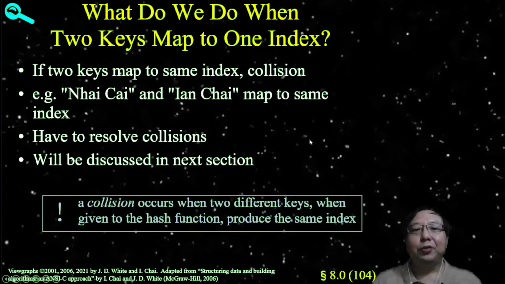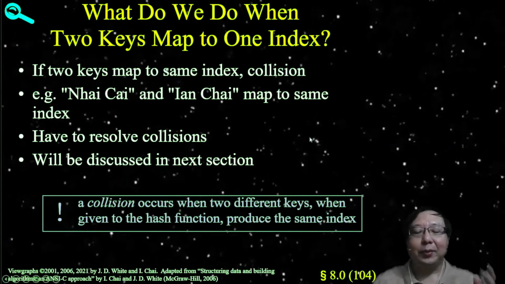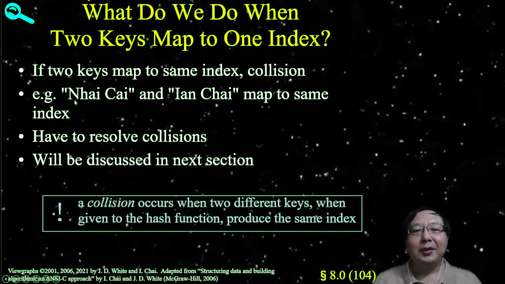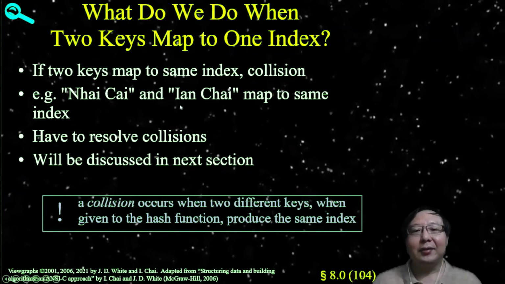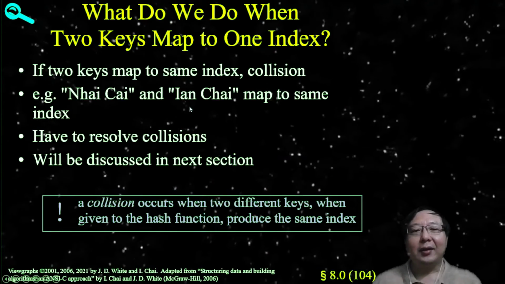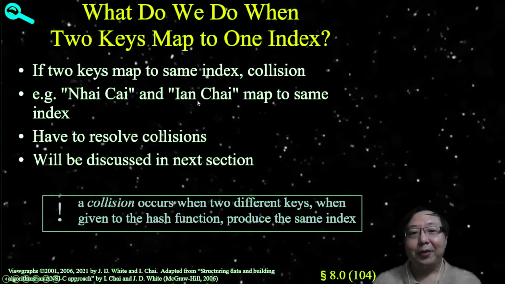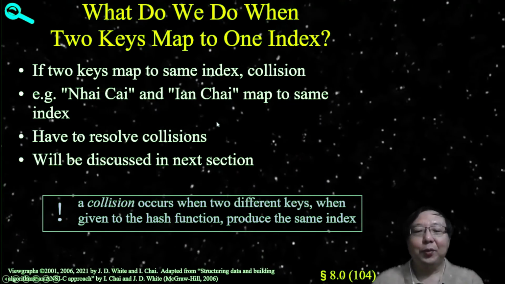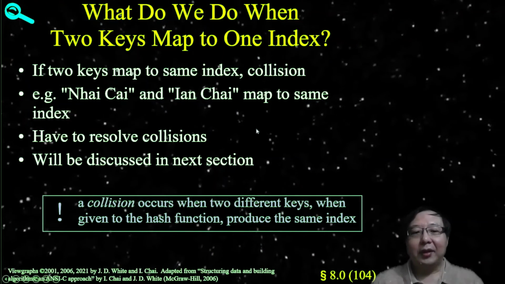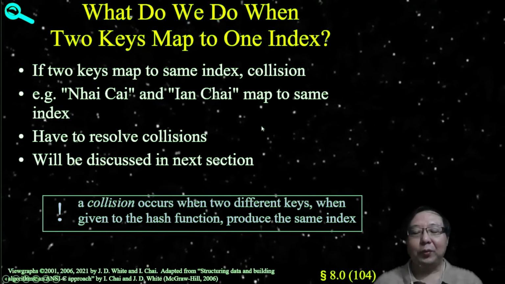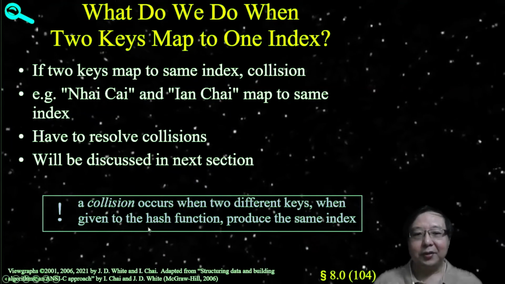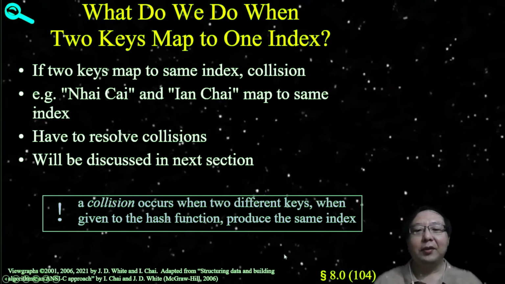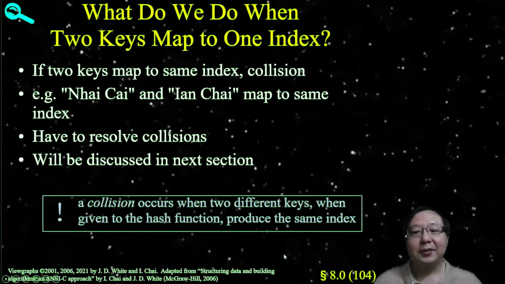So what do we do when two keys map to one index? That's what we meant by collision earlier. For example, if we had a person named Nai Chai and you have Ian Chai, and we use our function which was just add up all the letters, right? Then we would end up mapping to the same index, and we would have to resolve the collision. And so we will discuss later how we resolve this collision. And remember, a collision occurs when two different keys, when given to a hash function, produce the same index.